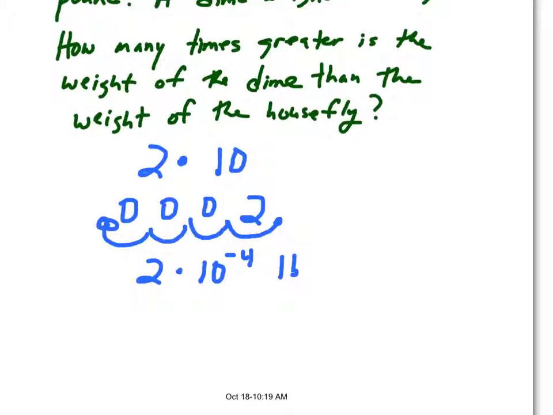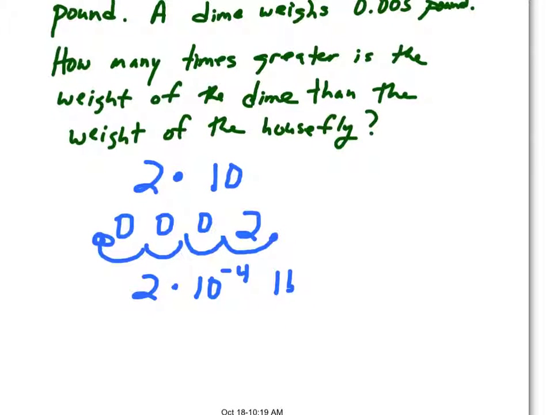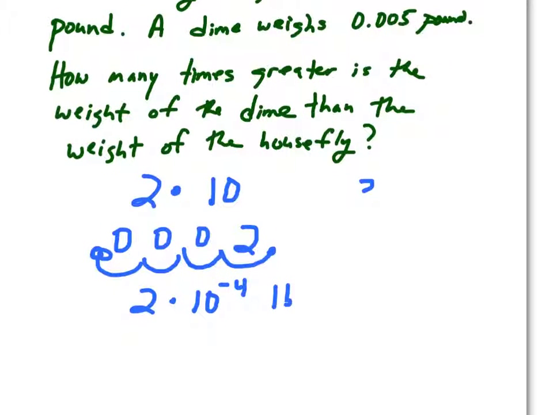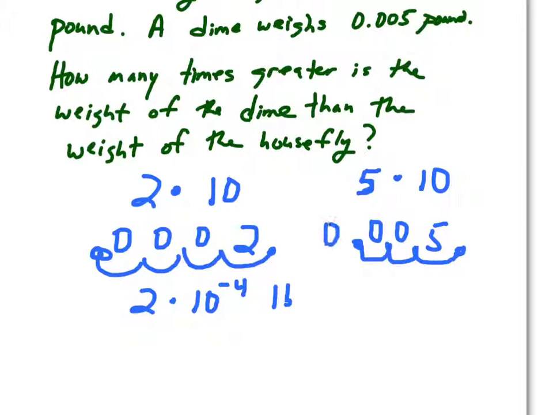Now the dime weighs, so that is, let me get the number so you can see it. That's a 5. So it's 5 times 10 to the something. So what is that? Let's put our decimal right here, and we need to move it once, twice, 3 times, and that's where our decimal is in the number we're given. So that's going to be 5 times 10 to the negative 3rd.